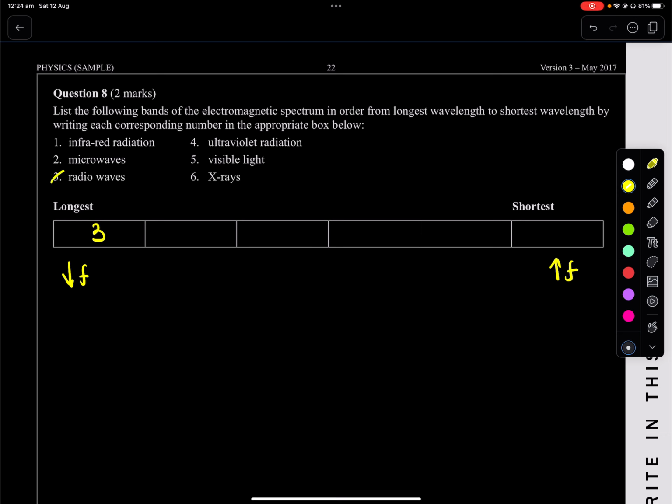And the highest frequency, so the shortest wavelength, is normally gamma rays. But for this one, it doesn't have gamma. So X-rays would be the last one. Just write the number, so 6. And we also know the next one is microwaves. If I'm looking at my summary sheet, that'll be 1. This will be 5, and this will be 4. Is that right? Looks right. Visible light, then ultraviolet, and then X-ray. Perfect.